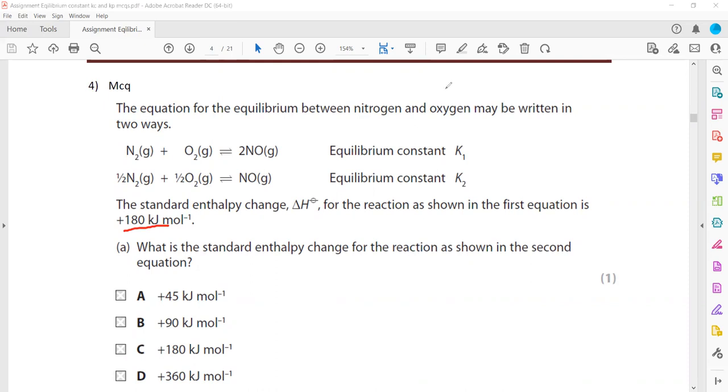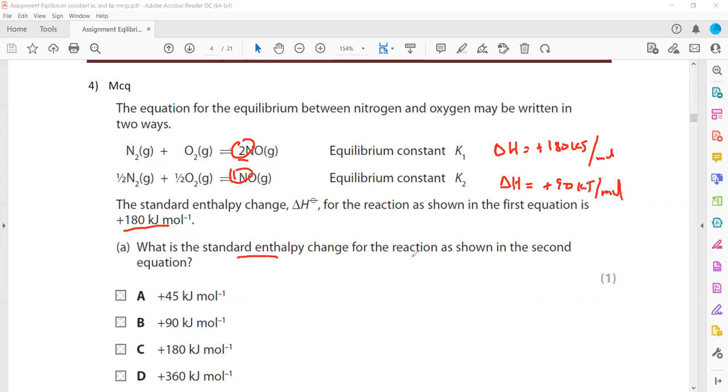For the first reaction, the enthalpy change is 180 kilojoule for 1 mole. So the question is, what will be the enthalpy change for the second reaction? The first reaction is 1 mole of nitrogen and 1 mole of oxygen giving 2 moles of nitrogen oxide. But here, half mole of nitrogen and half mole of oxygen give 1 mole of nitrogen oxide. So what will be the enthalpy change for this reaction? It will be half of it, because there 2 moles were formed and now we have only 1 mole. So it will be 90 kilojoule per mole.